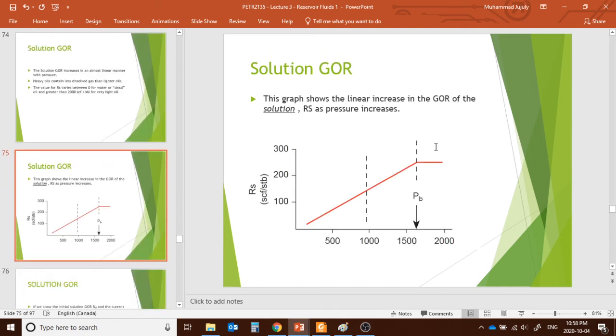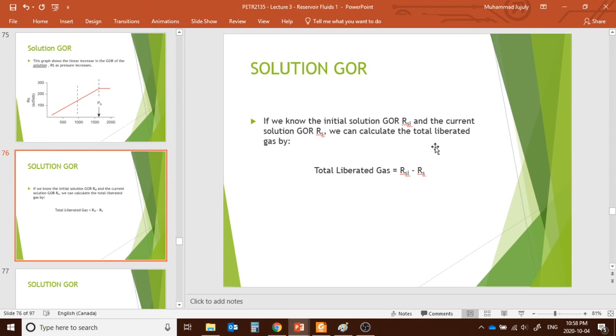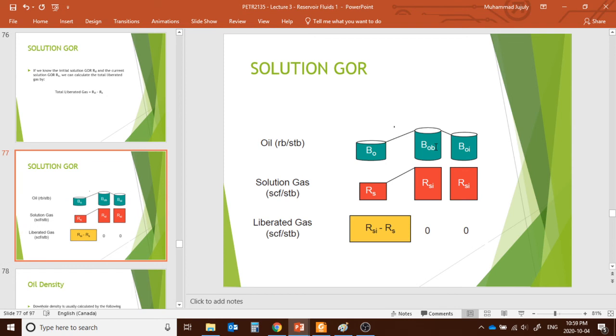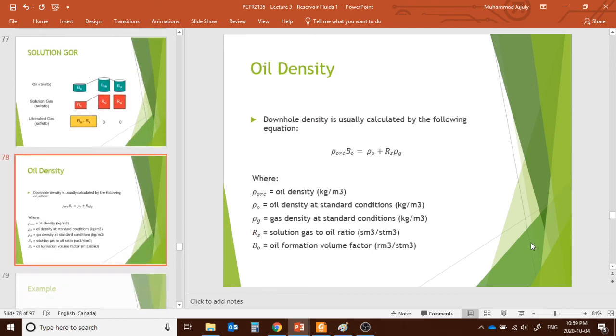Okay, here is the example. And how can we calculate the solution GOR? We can calculate it with this very easy formula. So here's the thing: oil under the reservoir condition, and when you take out the solution gas, the liberated gas would be this minus this. Okay, so you can get how much gas actually went out.